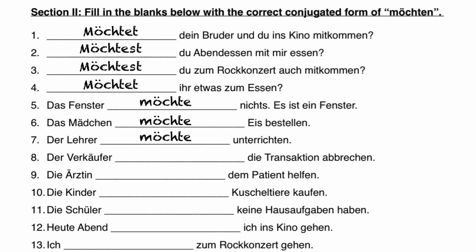Der Verkäufer is the subject of the next sentence, and so we would say here, der Verkäufer möchte die Transaktion abbrechen. The salesperson would like to cancel the transaction.